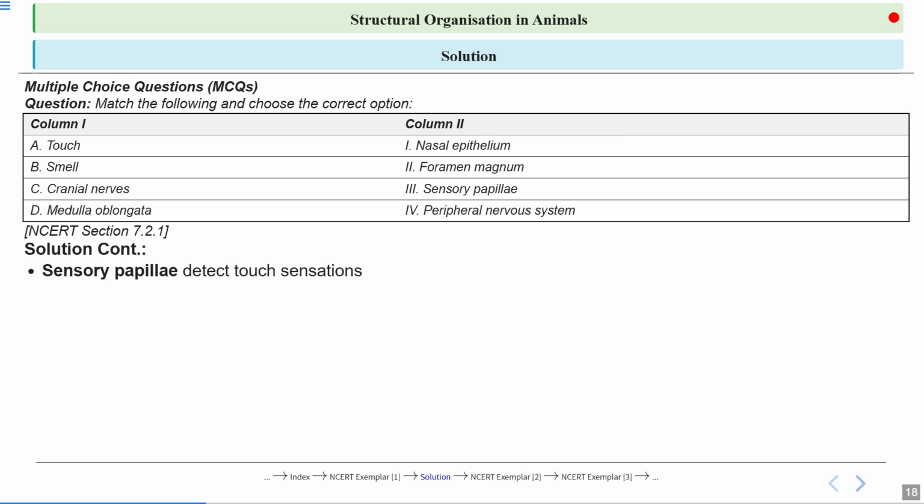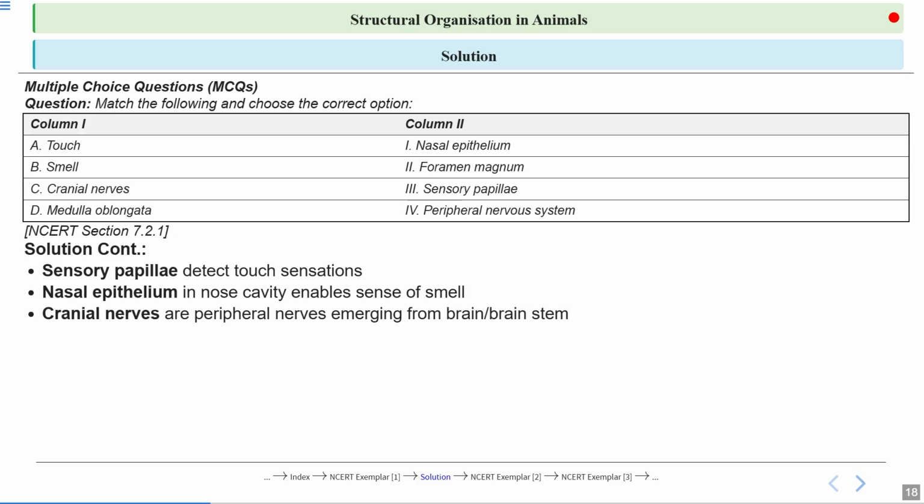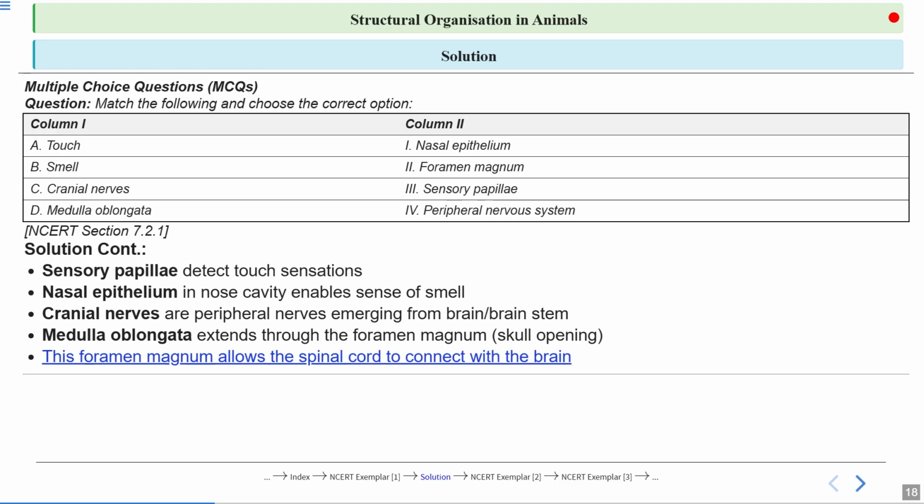Sensory papillae detect the touch sensation that is present on the skin. Nasal epithelium in the nose cavity enables the sense of smell. And cranial nerves are part of the peripheral nerves emerging from the brain and the brainstem. From the spinal cord also, many nerves originate that become part of the peripheral nervous system along with the cranial nerves. Medulla oblongata extends to the foramen magnum, which is the opening of the skull region. This foramen magnum allows the spinal cord to connect with the brain.